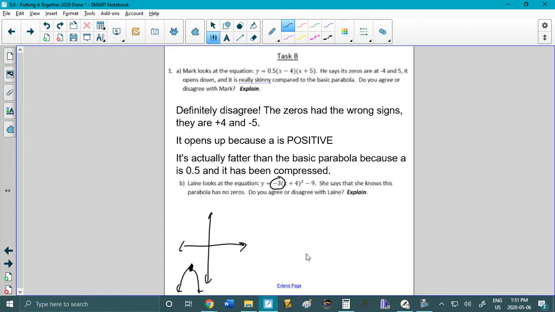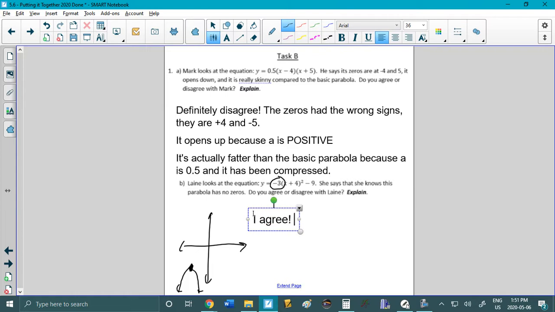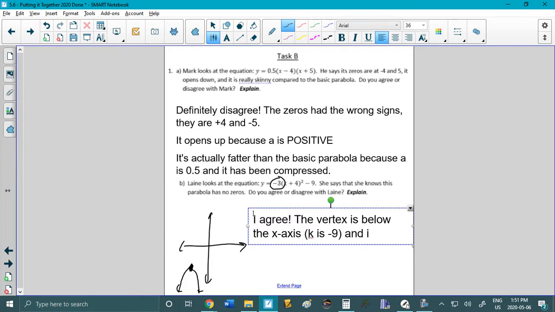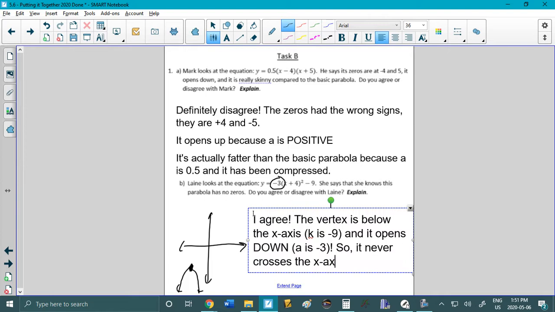So, does it ever cross the x-axis? Does it have zeros? It does not. I agree. The vertex is below the x-axis. K is negative 9. And it opens down. A is negative 3. So, it never crosses the x-axis.